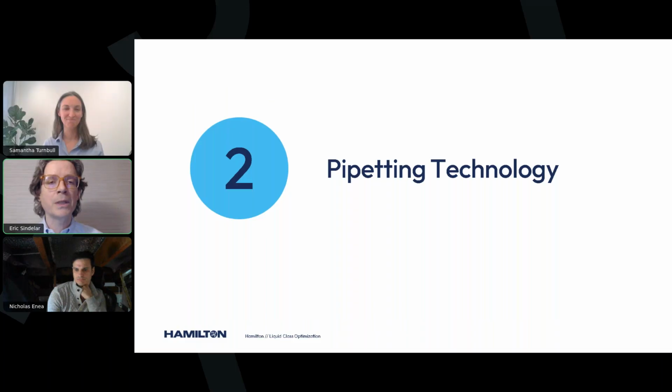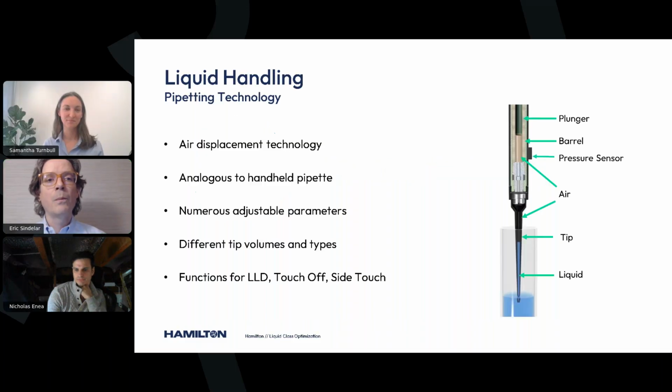So how we do that from a technology perspective: most of our pipettes on Hamilton platforms utilize air displacement technology. If you see the image on the right, you'll see the inside of the pipette has a plunger. That plunger displaces air, and then liquid flows up and collects inside the tip. This is analogous to that of a handheld pipette, except that on automated platforms, you have the option to take advantage of numerous adjustable parameters to facilitate the liquid handling.